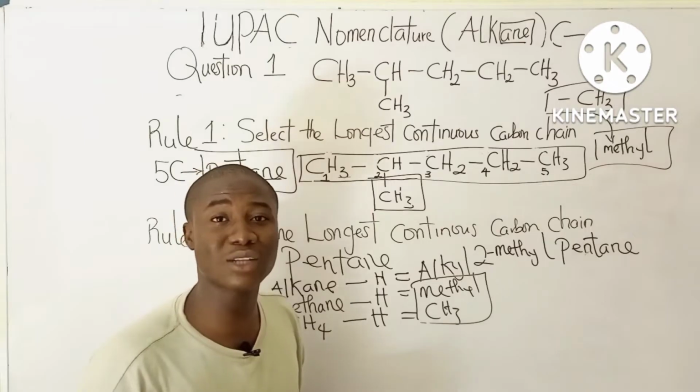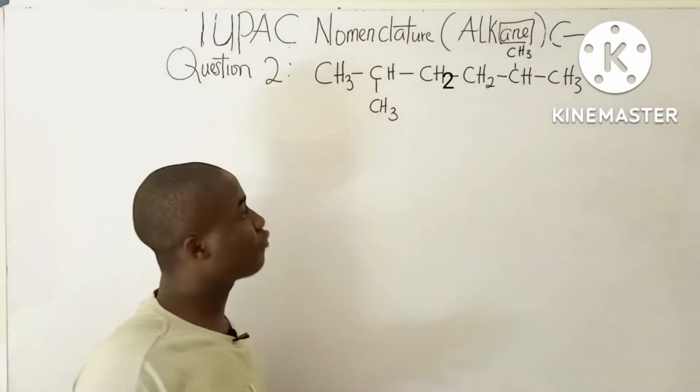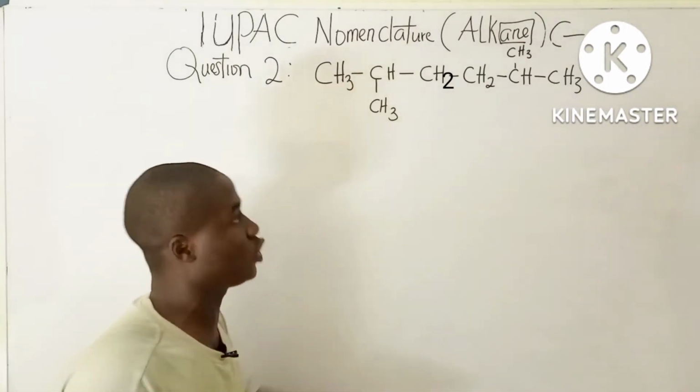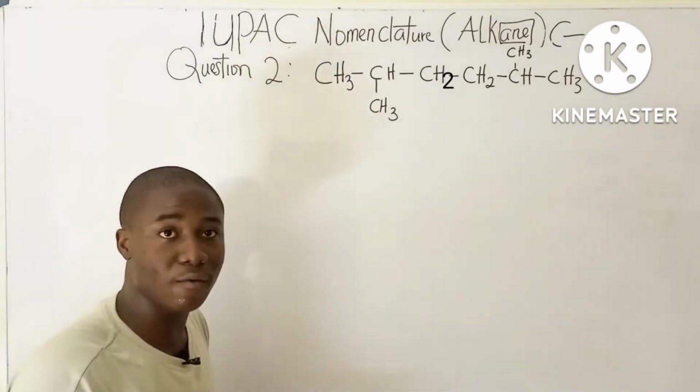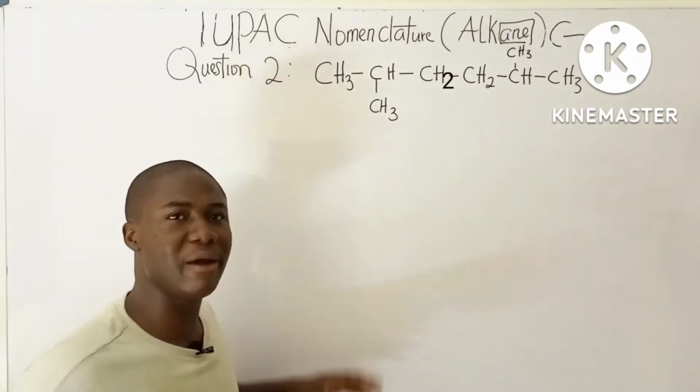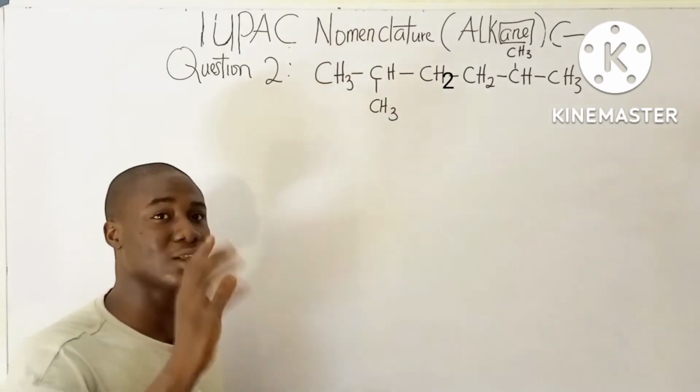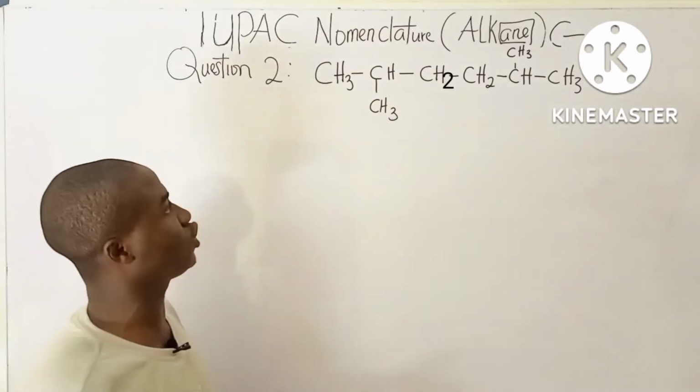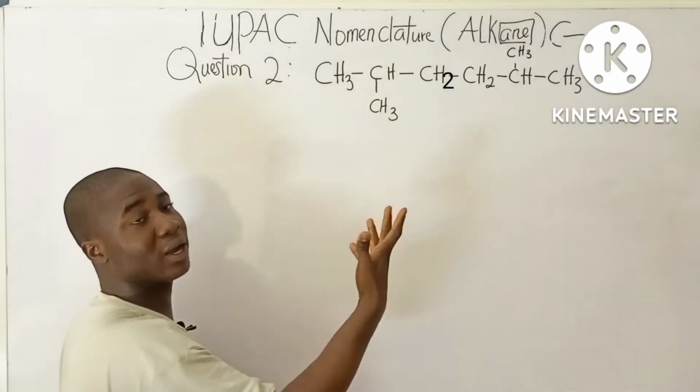So let's quickly move over to the second question. Now, from the rules given in the first question, let us quickly solve and name this compound. Very easy. First of all, we are to select the longest continuous chain. Now, how do we select the longest continuous chain?